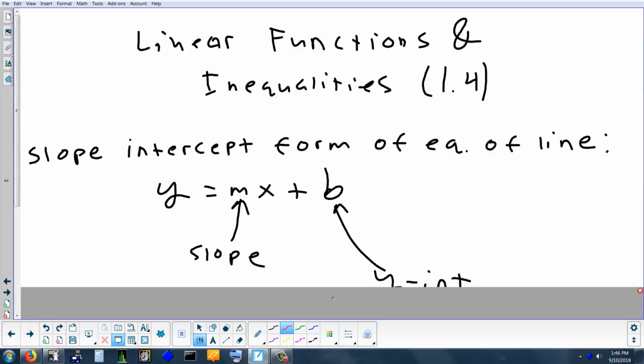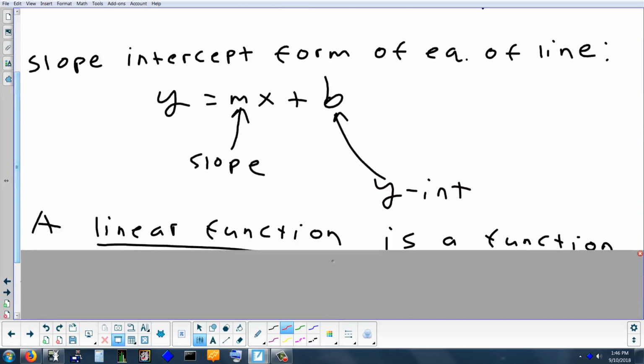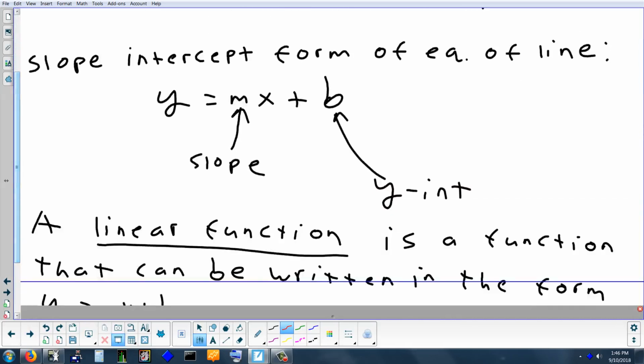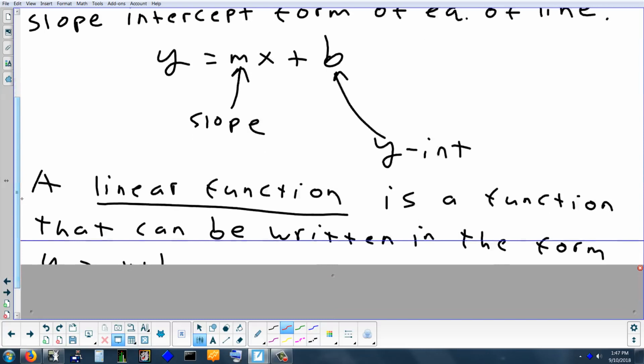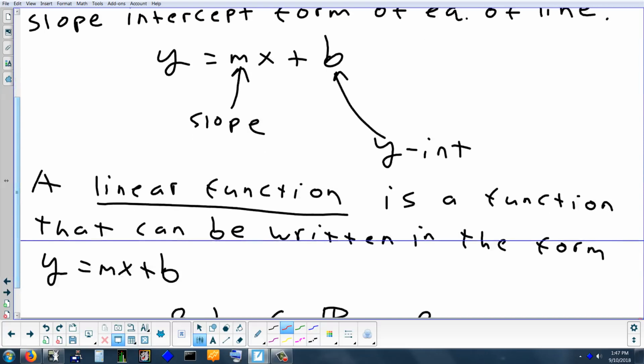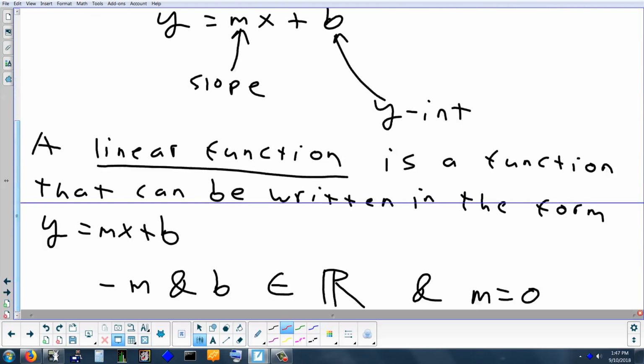Okay, the first thing is y equals mx plus b. Okay, that's a linear function. Anything that you can write in the form y equals mx plus b is a straight line. M is your slope. B is your y-intercept. Now remember, b can be anything you want. Positive, negative, fraction, or decimal. M can be almost anything you want. In order for something to be a linear function, m can't be 0.